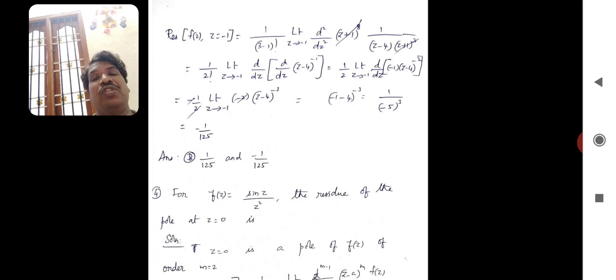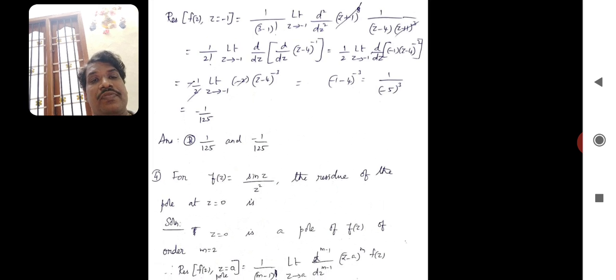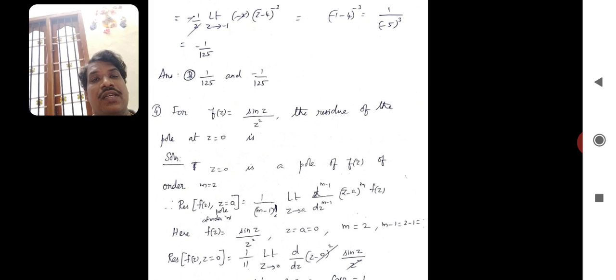So the correct option is option B, 1 by 125 and minus 1 by 125. So these are the residues for the poles of the function f of z. Coming to the fourth problem. Again, the fourth problem is also a problem based on the residue concept.